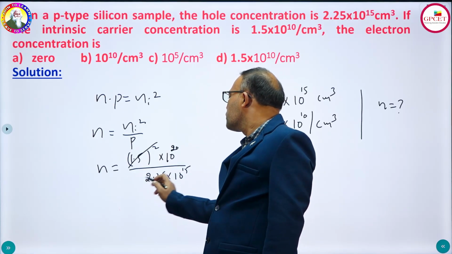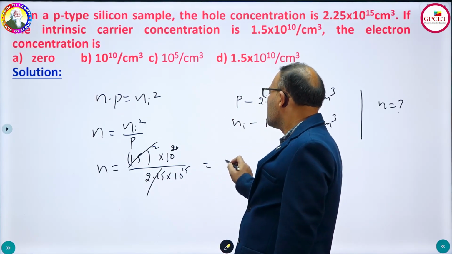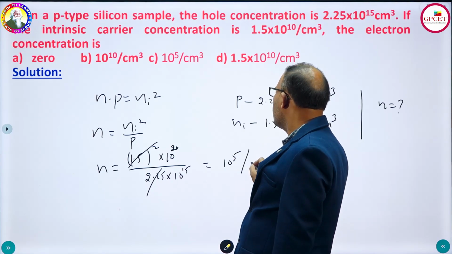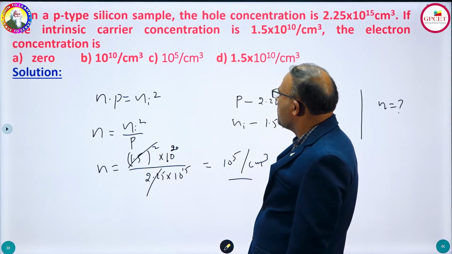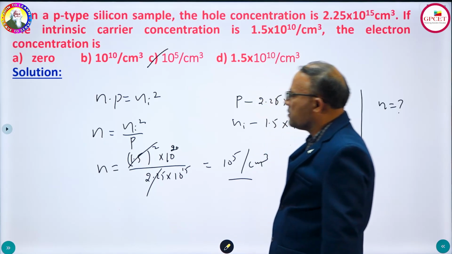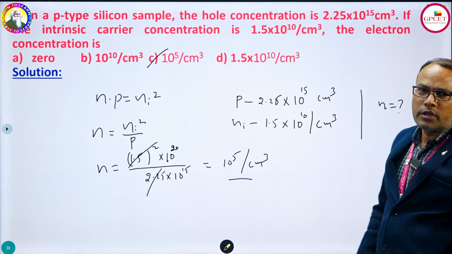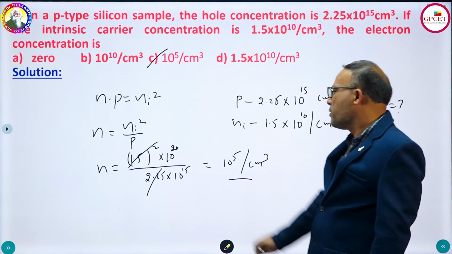So 1.5 square is 2.25, 2.25 gets cancelled, that is equal to 10 power 5 per centimeter cube. So therefore C is the right answer. Concentration of electrons is equal to 10 power 5 per centimeter cube.